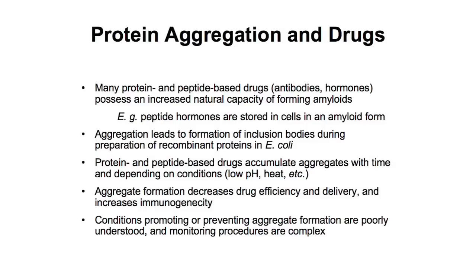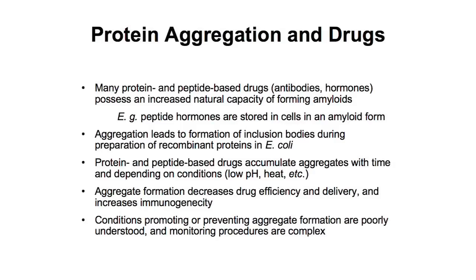First of all, many of those proteins used for production of these protein-based drugs, in fact, have a high natural capacity of aggregation. Specifically, hormones are frequently stored in the cells in the so-called secretory granules in a reversible amyloid state. So if those proteins aggregate during preparation of recombinant proteins in Escherichia coli, they form inclusion bodies which are very difficult to solubilize and use, and very difficult or impossible to return to the native state.